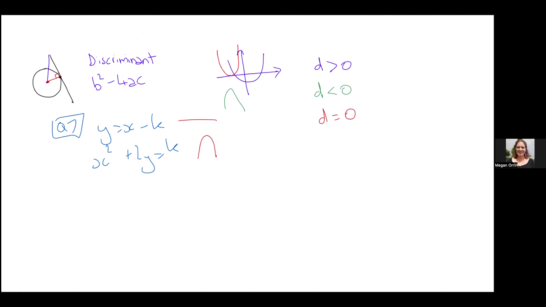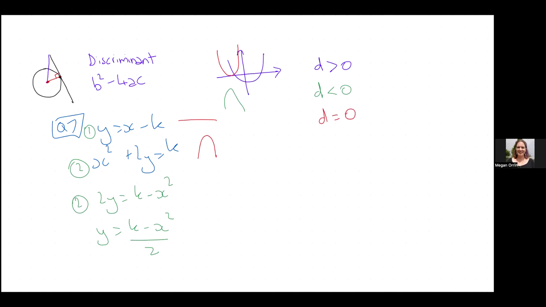Rearrange it. So let's rearrange it to make y the subject. So this can be equation 1. This can be equation 2. Let's just do equation 2. I now have 2y equals k minus x squared. So then y is k minus x squared over 2. Now, I want to know when these two equations equal each other, what's the solution?